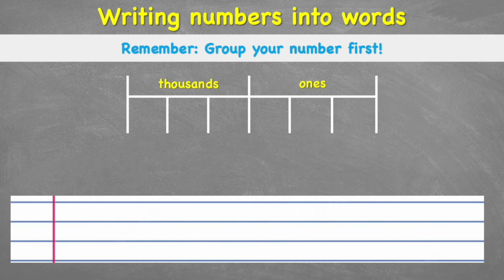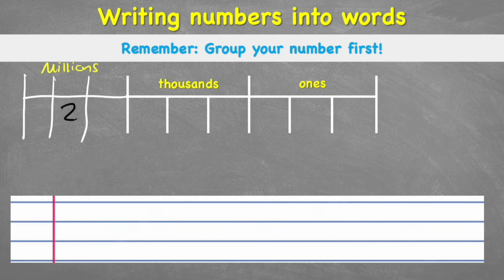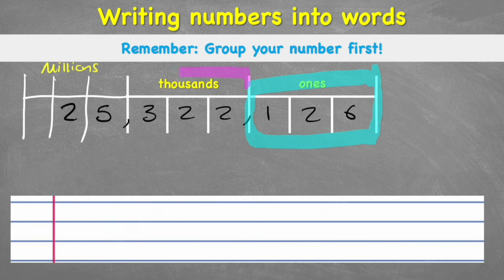It could get longer. We could come into our millions, and I could have my millions here. So let's write a number including my millions. Let's have 25,322,126. But again, all I have to do is group my numbers into 3, starting from the ones. So I have 3 digits here, I have 3 digits to my thousands, and I don't quite have 3 digits in my millions, but that's fine.